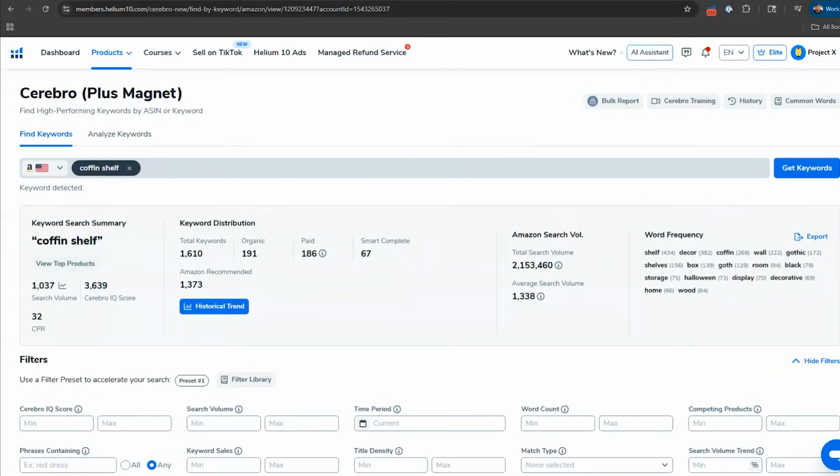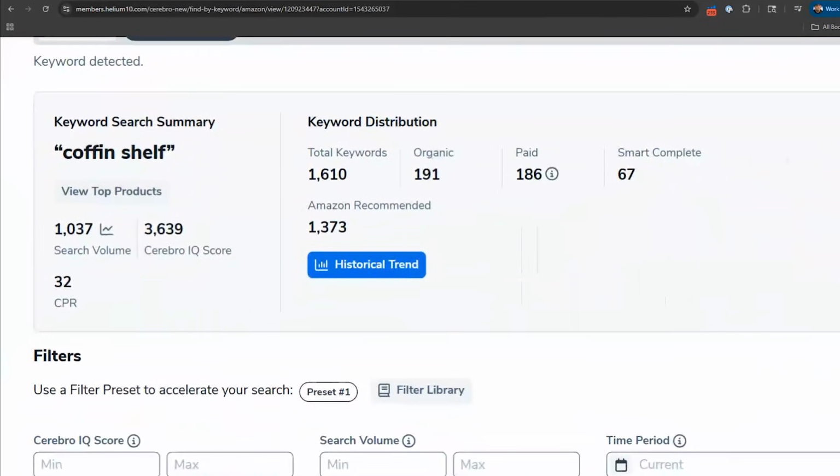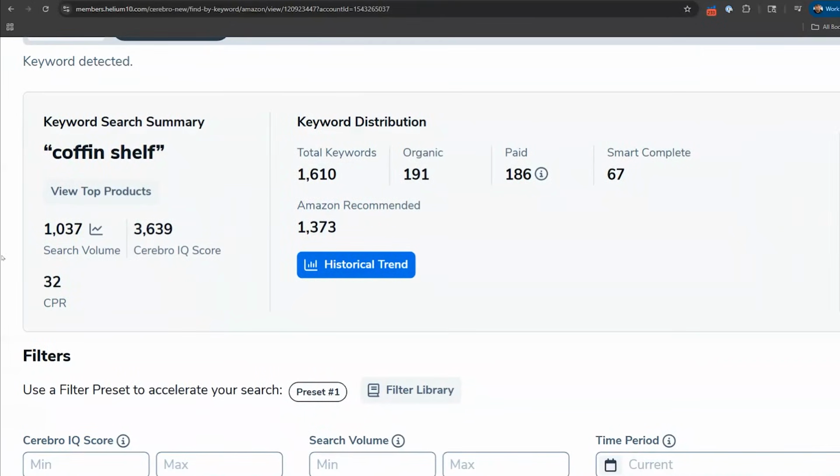All right, now what I see here is a summary at the top. Here's the most recent 30-day search volume of coffin shelf. Wow, 1,000, pretty high. A lot of people looking for coffin shelves, I guess. Cerebro IQ score, I already told you guys about that. CPR, I'm not sure if we mentioned this in the previous videos, but whenever you see that, that is the number of units necessary for people to search, find, and then buy this product, in advertising and organic over 8 days, to give you the best chance to start ranking towards the top of page 1.